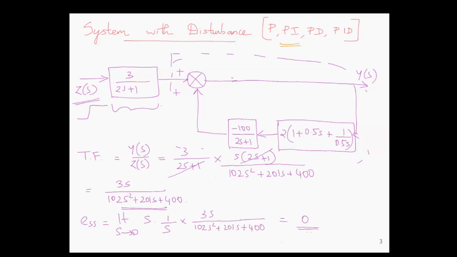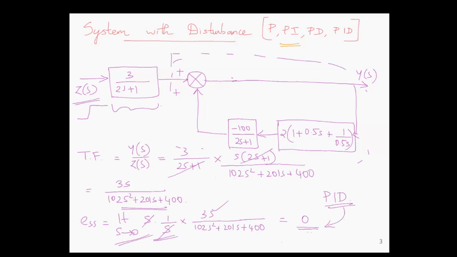To get the steady state error for a unit step disturbance 1 by s, we apply the final value theorem. We get limit s tends to 0 of s into 1 by s into 3s divided by (102 s square plus 201 s plus 400). After cancelling and applying s tends to 0, since in the numerator we have an s term, we get the steady state error as 0. So whenever we apply a proportional integral derivative controller, the steady state error will be 0.